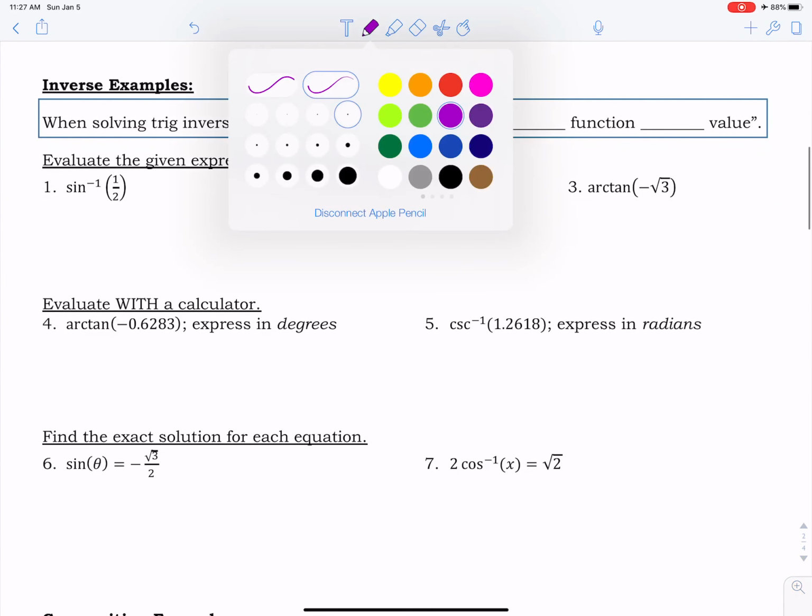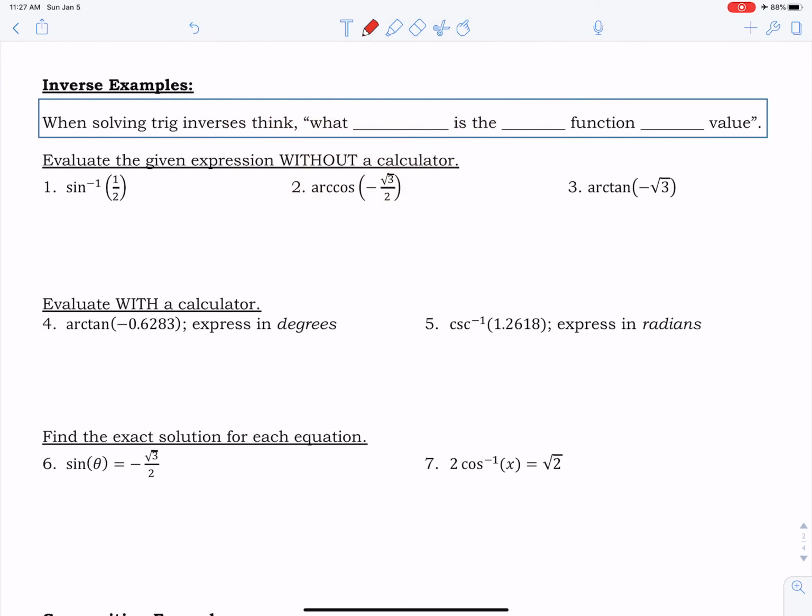All right, inverse trig examples. You are going to think, what angle is the trig function that value? Anytime you see that little -1 power or the arc, you want to think, what angle, what angle, what angle? That is what you are going to think.